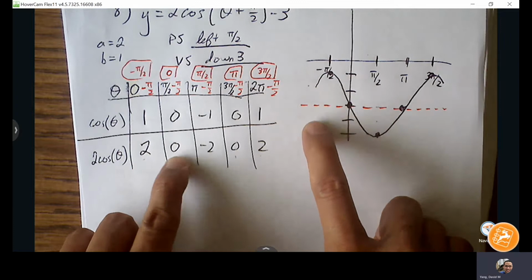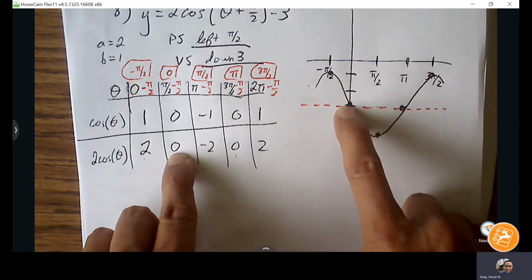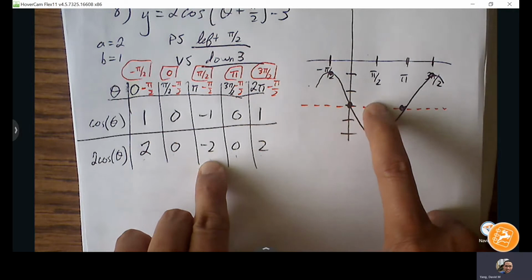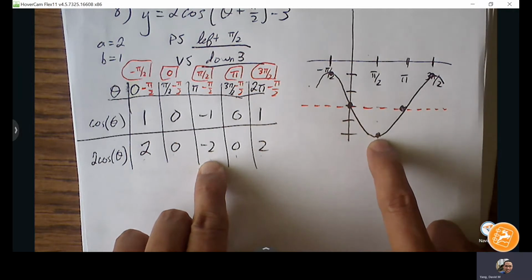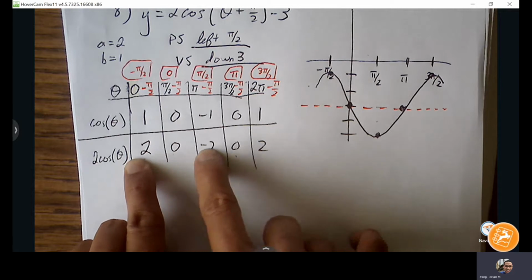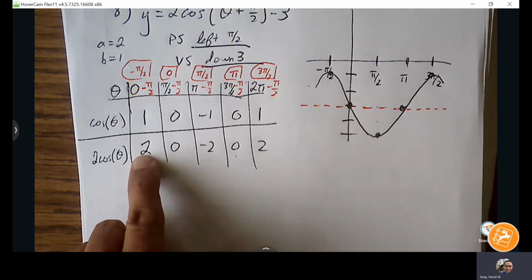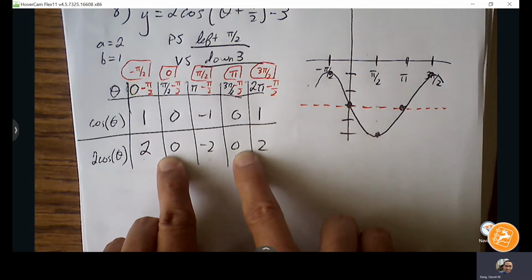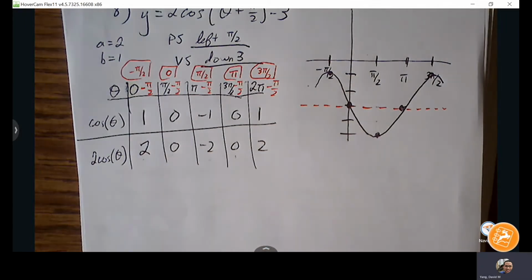So I go up 2. If I see 0, I'm going to plot it directly on that dotted line. If I see a -2, I'm going to count 2 units from that dotted line. So think of these as distance from your dotted line. If it's 2, then you go up. If it's a negative, you go down. If it's 0, you stay on the dotted line. Does that help? Yeah. Okay. Good. Any other questions with number 8?